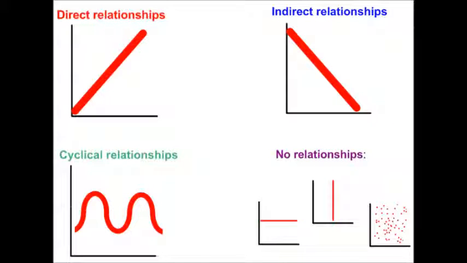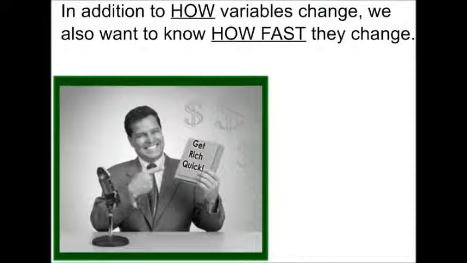In this summary slide, you can see what the 4 different types of relationships look like, and these patterns are something that we really need to memorize because we're going to see these over and over again in class. In addition to how variables change, we also want to know how fast they change.